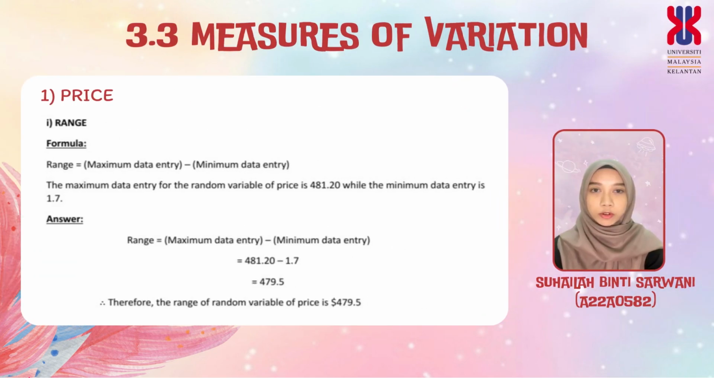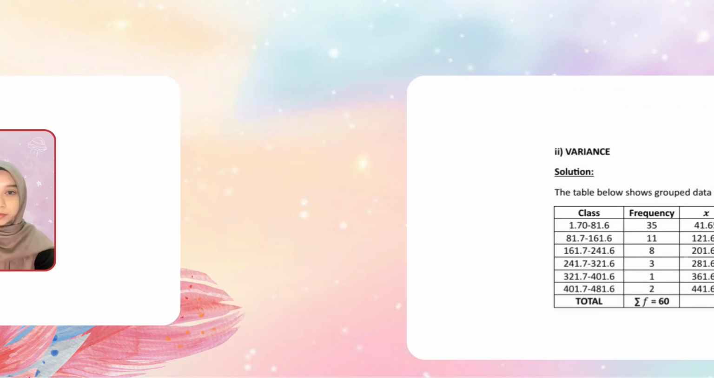The formula for range is maximum data entry minus minimum data entry. The maximum data entry for the random variable of price is 481.20, while the minimum data entry is 1.7. So the answer after 481.20 minus 1.7 is 479.5. Therefore, the range of the random variable of price is 479.5.